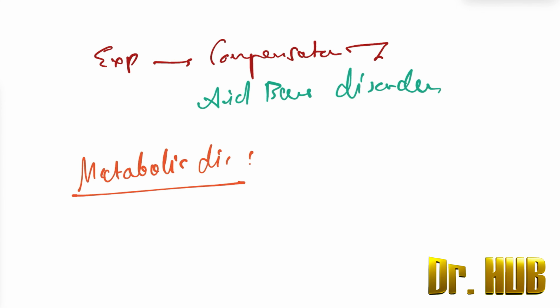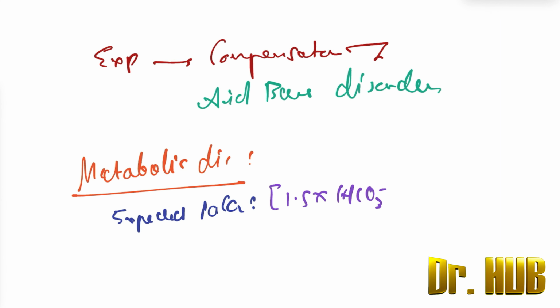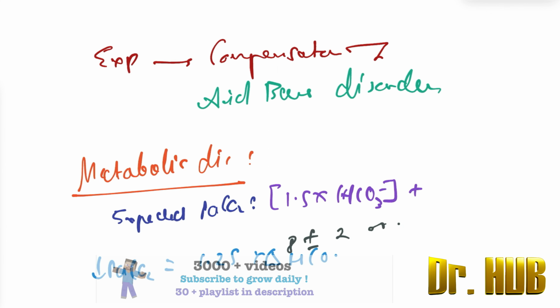Here the expected compensation is the expected PaCO2, which is equal to 1.5 times the HCO3 plus 8, plus or minus 2. Or there is another way: the decrease in the PaCO2 is equal to 1.25 times the delta HCO3.